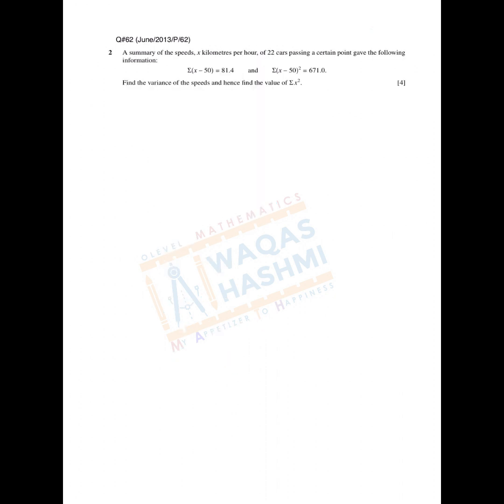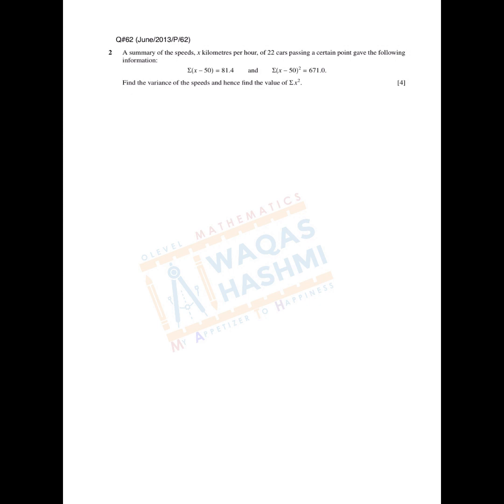It's June, paper 6-2, year 2013. A summary of the speeds x kilometers per hour of 22 cars passing a certain point gave the following information. Summation of x minus 50 is 81.4 and summation of x minus 50 square is 671.0. Find the variance of the spread and hence find the value of summation of x square.